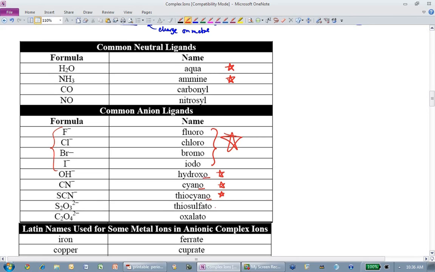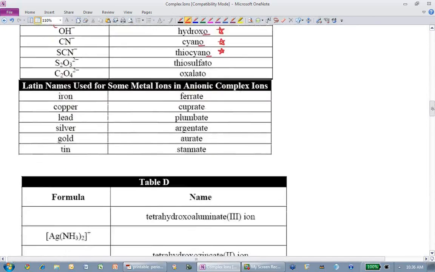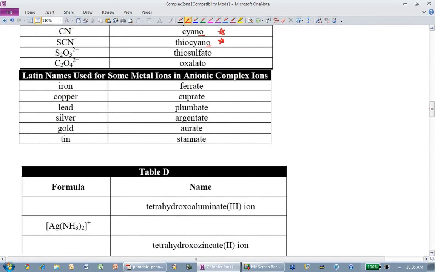Thiosulfato is up for grabs. So if you like thiosulfate, that one's kind of fun too. You won't see those very often. I think oxalato might have shown up once in the last 30 years, but you'll remember it just because it's my favorite. And then these are those symbols that you had a hard time mastering.